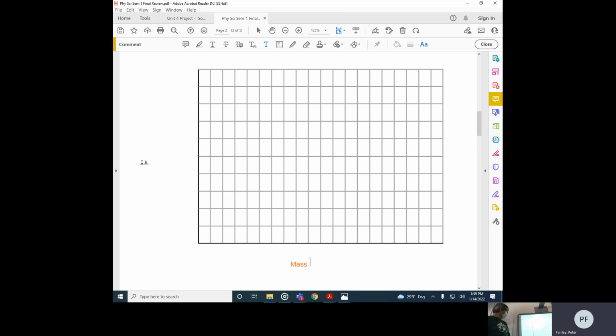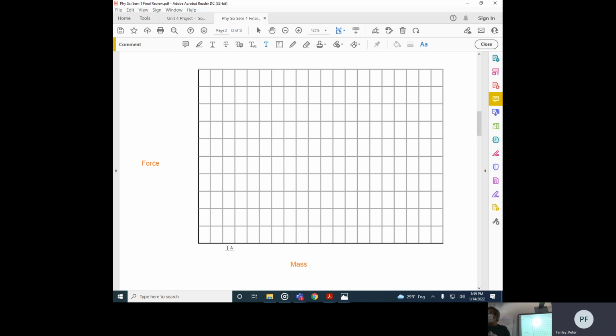Do you think I'll be looking for titles on the axis of your graph when you do that on the test? Yeah, they're basically 1 point each. So what's going to go on the y-axis? Force, right? Next thing.